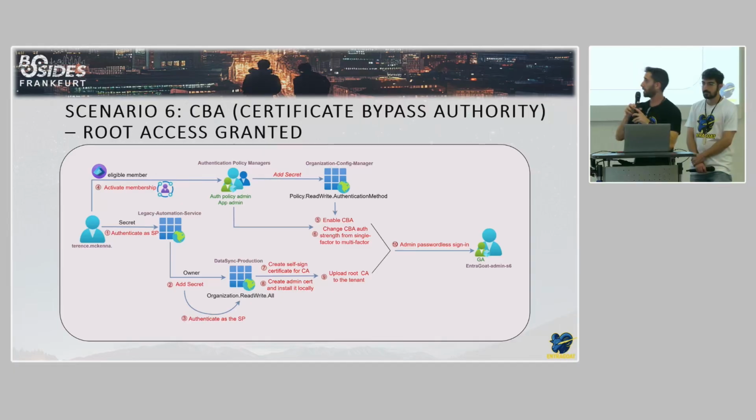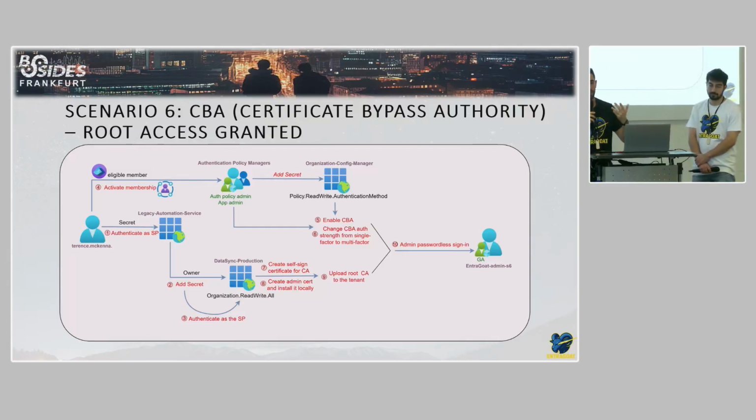So the above attack path basically allows you to enable CBA, certificate-based authentication, in the tenant, and that way you can combine those two together and add an evil root CA to the tenant, and then use it to sign a certificate for the global admin, and then authenticate with that certificate as the global administrator.